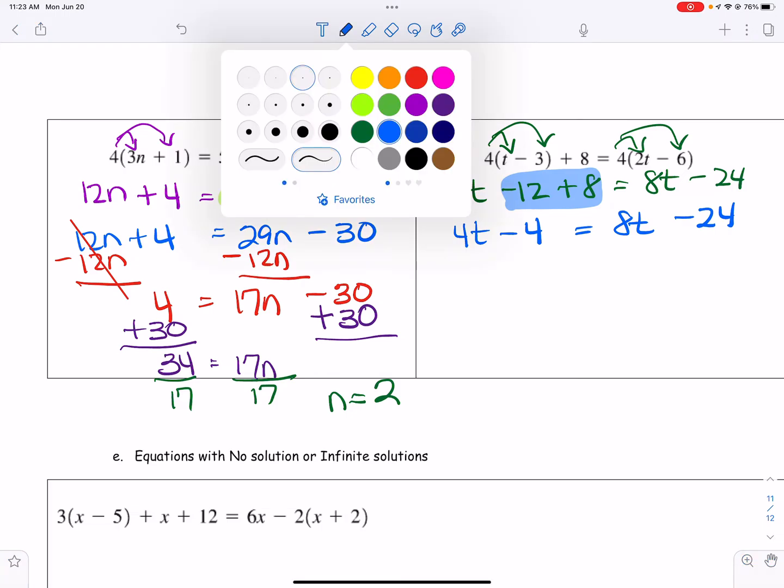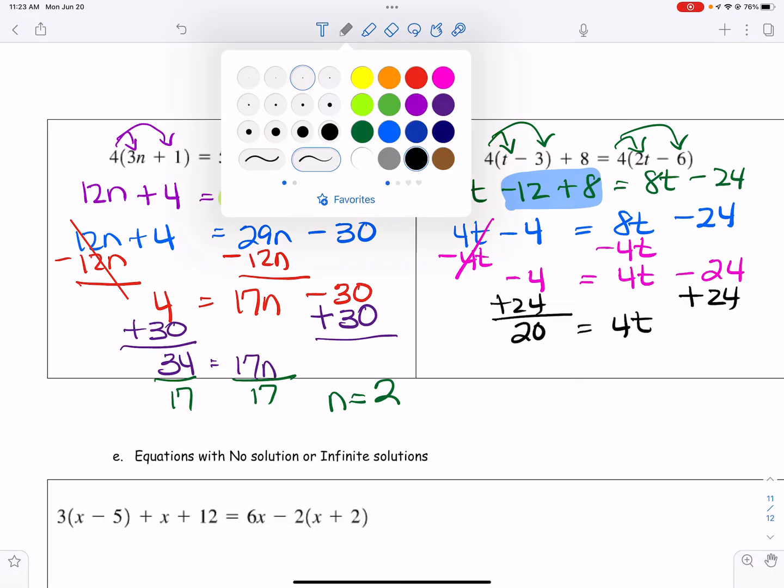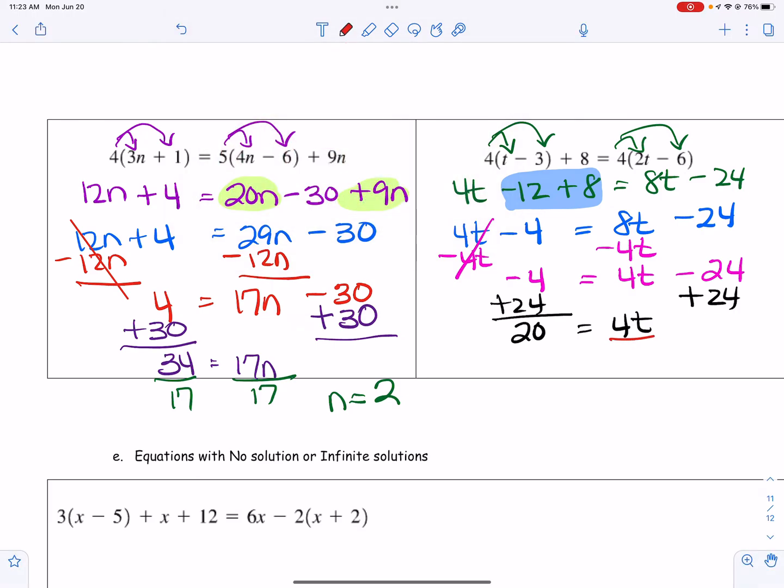And then I'm going to move my 4t. That goes to 0. Make sure you don't lose the negative sign. And then I'm going to add positive 24. So that is 20 is equal to 4t. And then I'm going to divide by 4. So t is equal to 5.